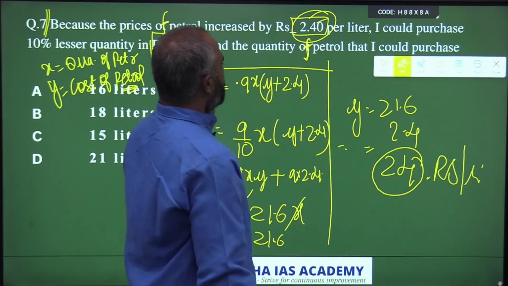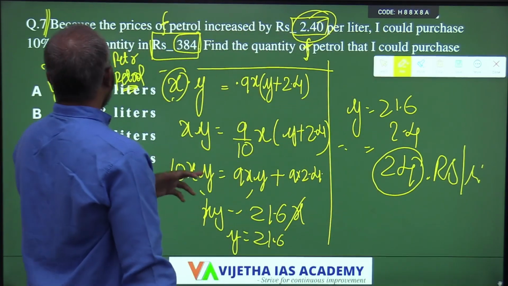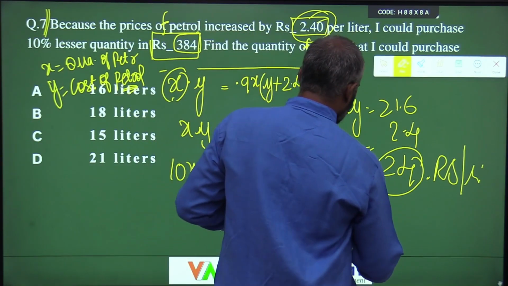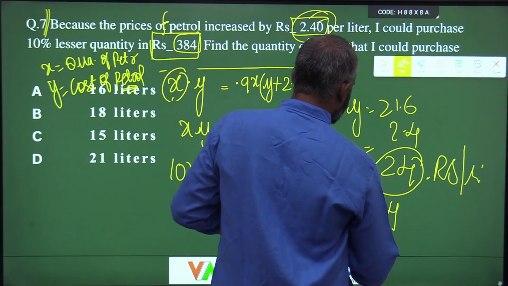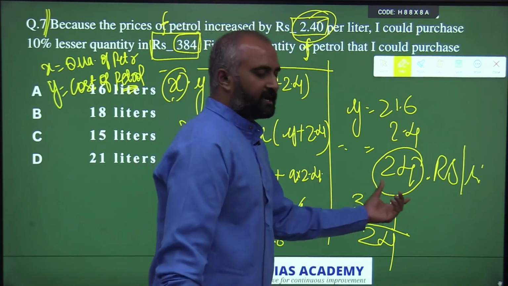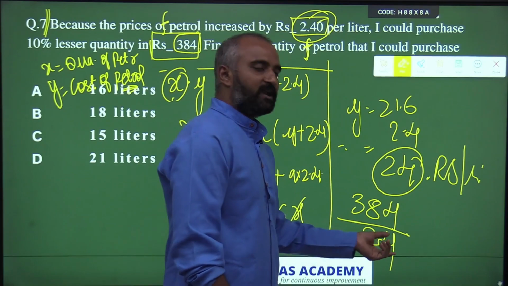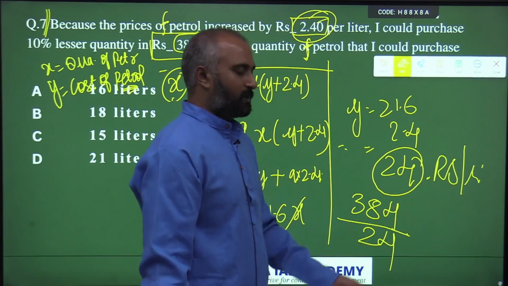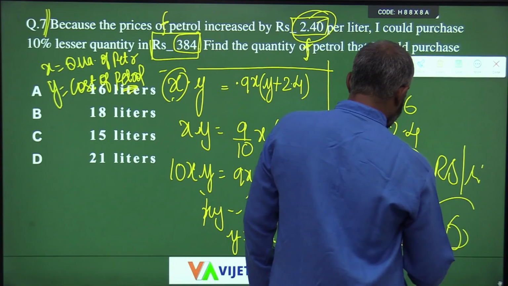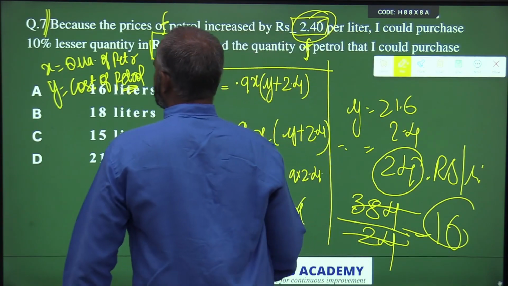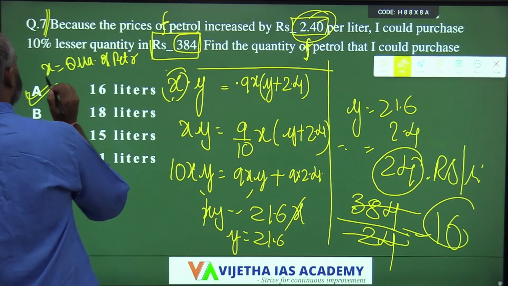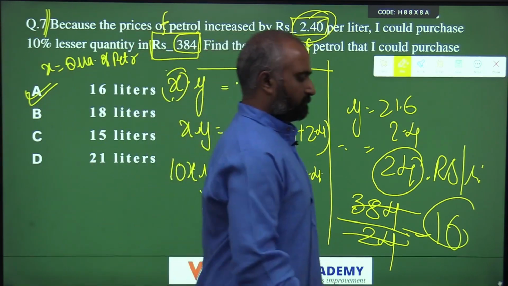He is asking for the quantity that I could purchase. The total expenditure is 384, and 24 was the cost of my petrol. So this will give me 384 divided by 24, which is 16 liters. So the answer is A. This is one way of solving the problem.